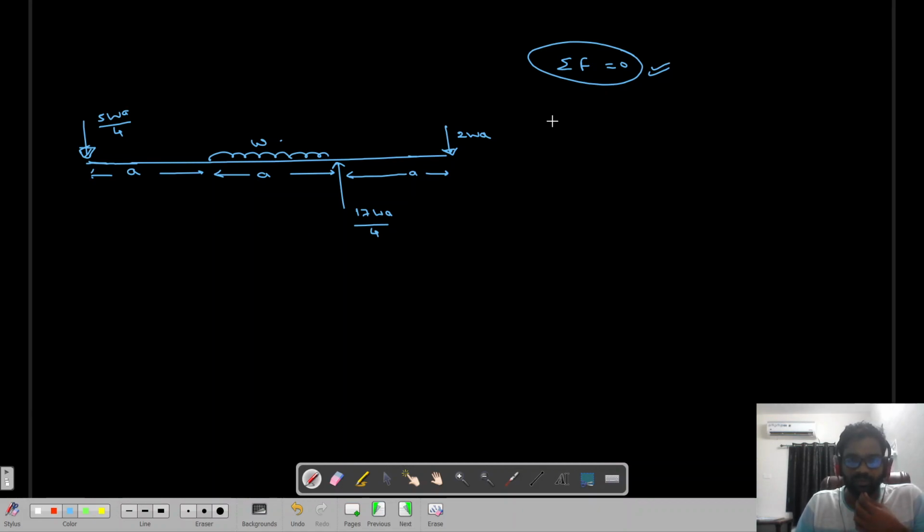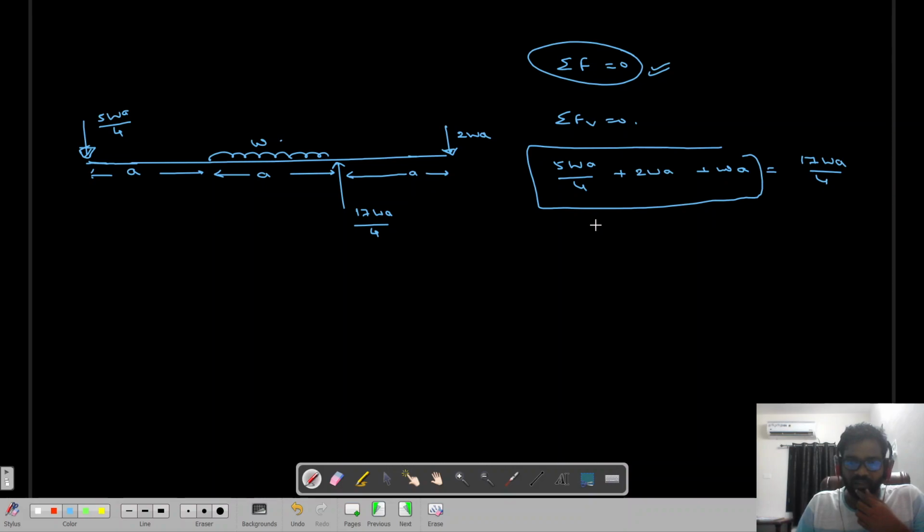Now suppose we check sigma Fy equal to 0. What are the downward forces that are acting? 5WA by 4 plus 2WA plus W into A. On this side you are getting 17WA by 4. Now the values should be equal, which is 5WA plus 12WA by 4, which is nothing but 17WA by 4.